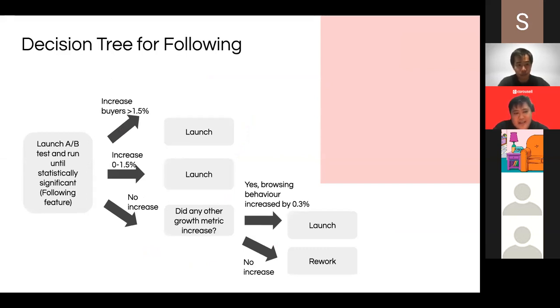Launch A/B test and run until statistically significant. So we have an automatic system that tells us when it's significant. If we increase buyers by more than 1.5%, we launch. If we increase from 0 to 1.5%, we still launch. No increase, then we look at whether there's any other growth metric. For example, we found that browsing behavior increased by 0.3%. Again, full launch. No increase, you rework the whole feature.